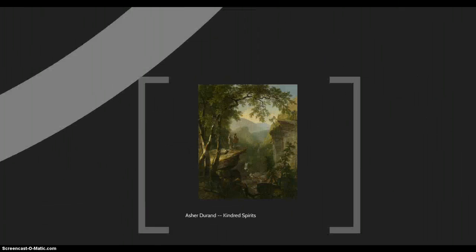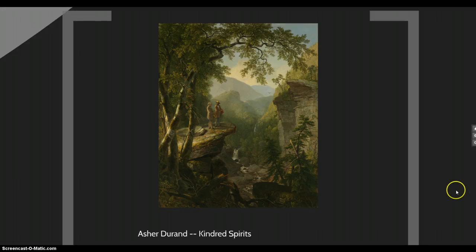And it would be nice to compare this to this painting. This is from the Romantic time period. It's called Kindred Spirits. Again, you have people in nature, but it's a very different relationship. What do you notice about this painting? What about the people and how they interact with nature? So those would be some of the things that you'd want to consider.